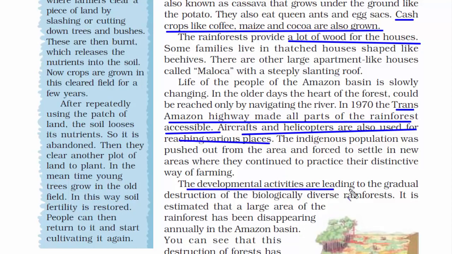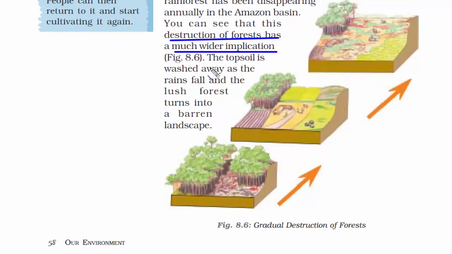Nowadays, a large portion of the rainforest has been disappearing annually in the Amazon basin. Due to development activities, the ecosystem is getting destroyed, and with destruction of forests, rain washes away the topsoil and that can leave the land good for nothing. So this was all about Amazon basin.